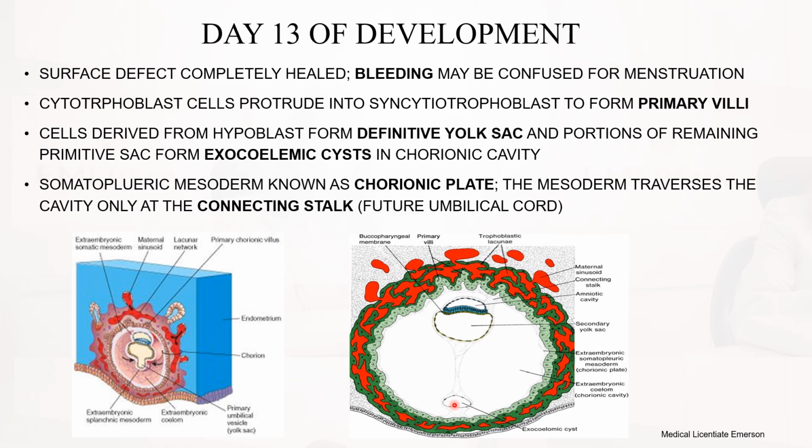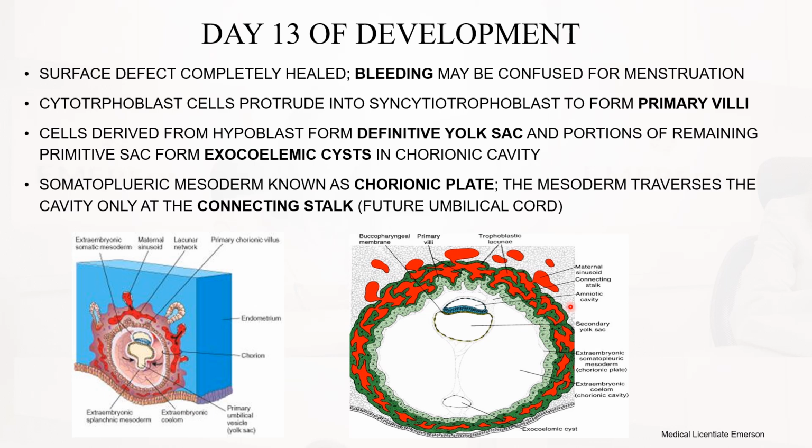Okay, next, this is where we have the somatopleuric mesoderm, which is known as the chorionic plate. So at this point, the extraembryonic somatopleuric membrane becomes the chorionic plate. Then the mesoderm traverses the cavity. The mesoderm traverses the cavity only at the connecting stalk, which will be our future umbilical cord.